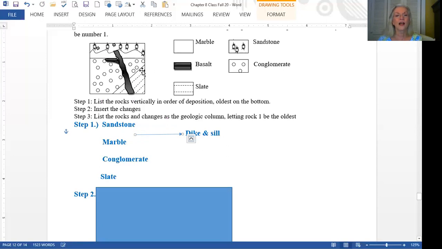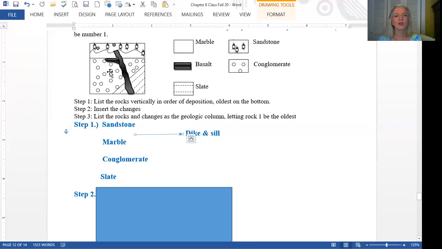Well, let's look at the slate. The slate is not horizontal. You can see that the lines don't go across. They've got an angle. And the slate wouldn't have been deposited like that. We said, well, we have to assume that the layers start out horizontal and then they're tilted. So the slate would have been deposited and now it's tilted.